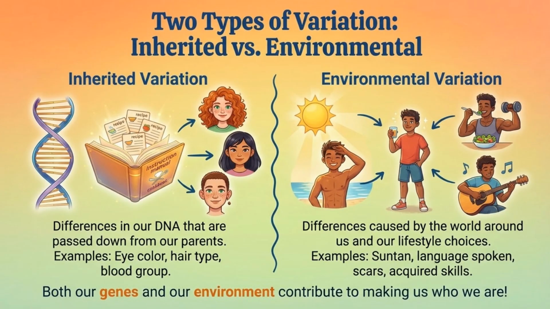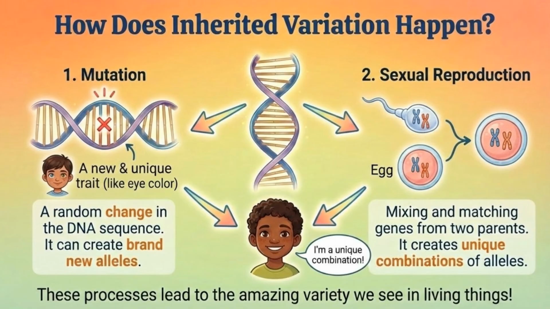There are two types of variation: inherited and environmental. Inherited variation comes from differences in DNA passed from parents. Environmental variation is caused by the world around us and our lifestyle choices. Inherited variation occurs through mutation, a random change in DNA, and sexual reproduction, which mixes genes from two parents. These processes create the variety we see in living things.